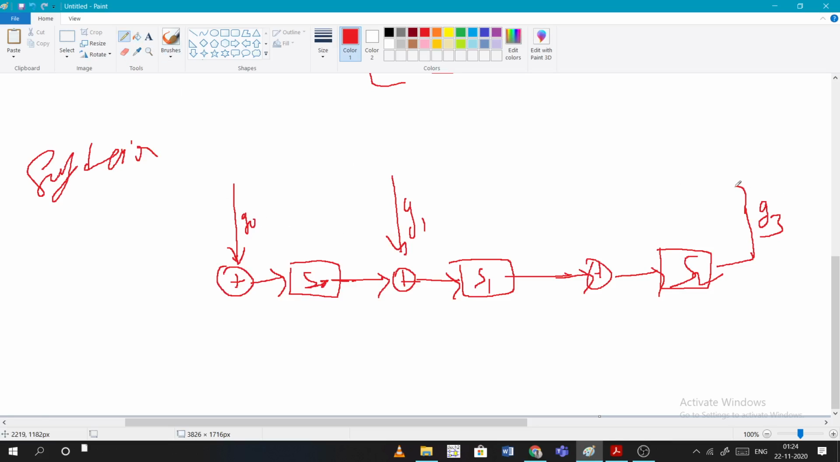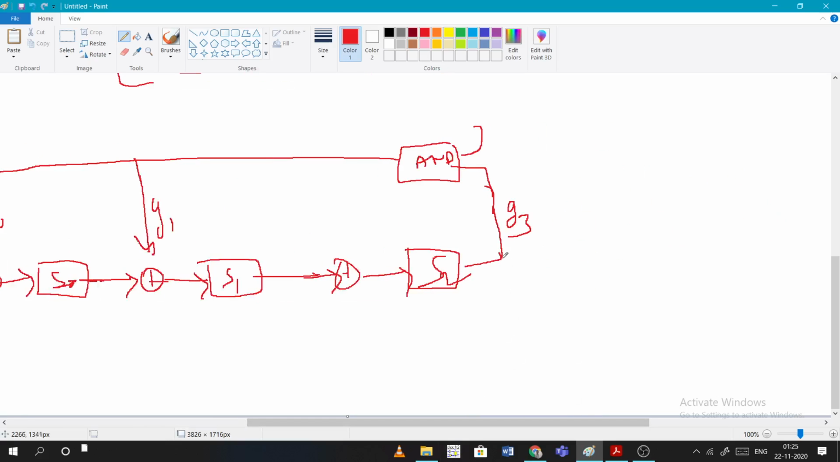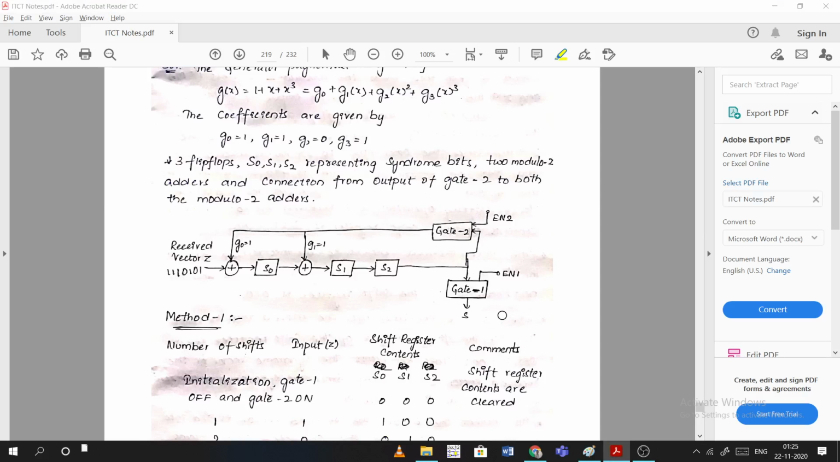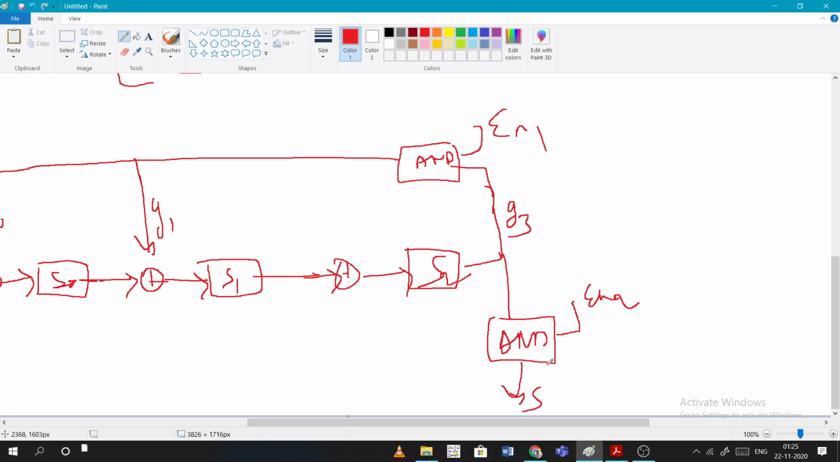Now this will be one of the inputs of the AND gate, and the output will be like this. This is the data input. Here there will be one more split. It is also an AND gate, and this will also have an enable pin. Here it is enable 1 and it is enable 2. We'll get an output as S. So this is the syndrome circuit.